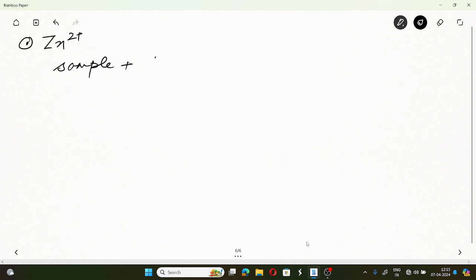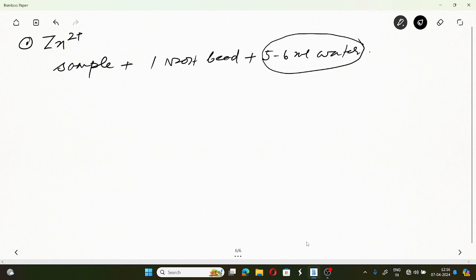ধরো তুমি একটা you take a bead, sodium hydroxide bead, 1 NaOH bead plus say 5 to 6 ml water. Whenever you are taking a sample, it should always be a very small pinch. Don't take a large amount of sample. যে কারণে তুমি যদি বেশি sample নাও দেখো, then what will happen? You are adding a small amount of water. You are performing the test in a test tube, so test tube scale means very small amount.